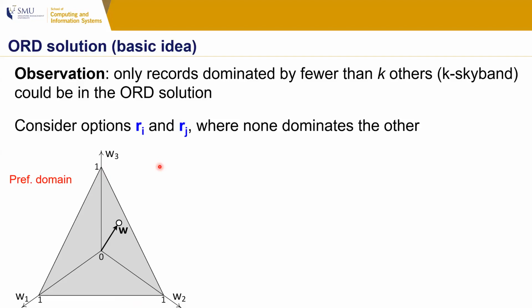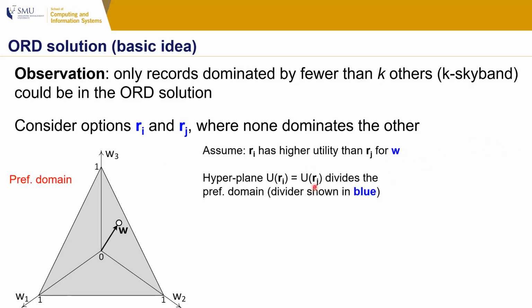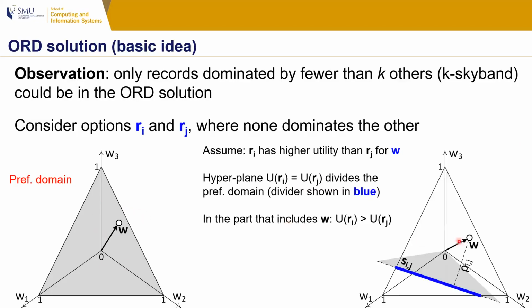Okay, now let's consider two options, Ri and Rj, where they don't dominate each other. And let's assume that Ri has a higher utility score than Rj for the input SID vector W. Now, the equation that the utility of Ri equals the utility of Rj actually divides our preference domain into two parts.